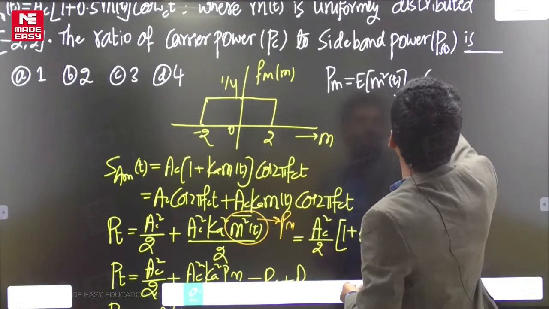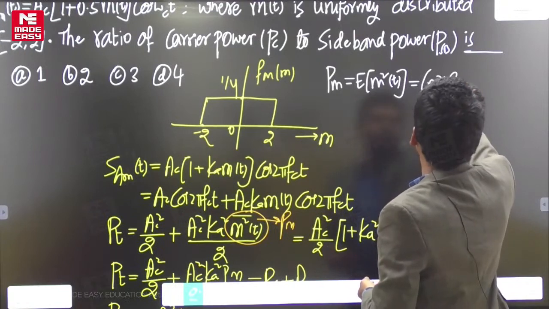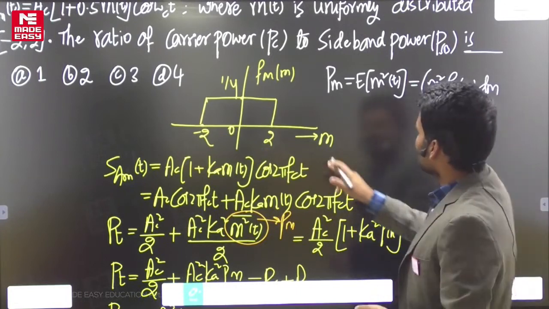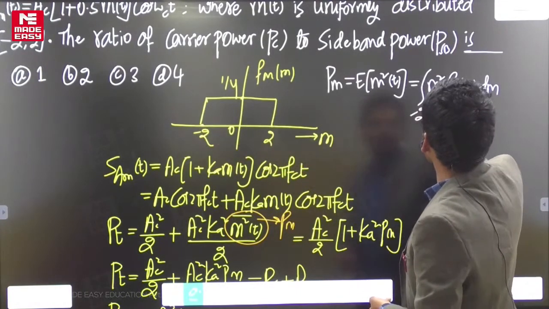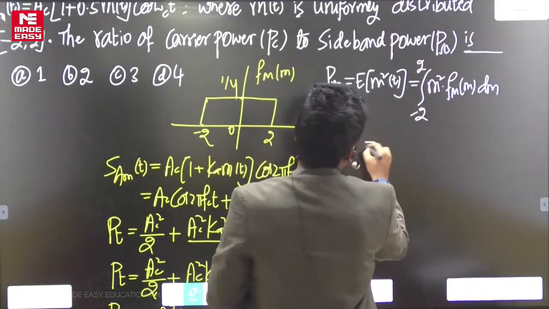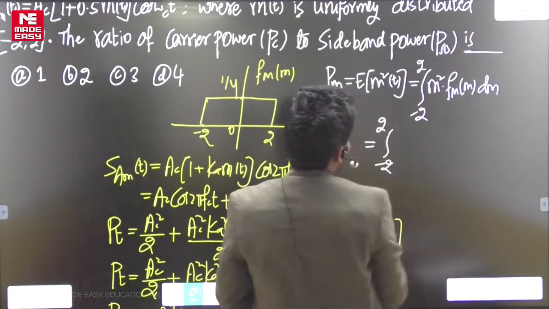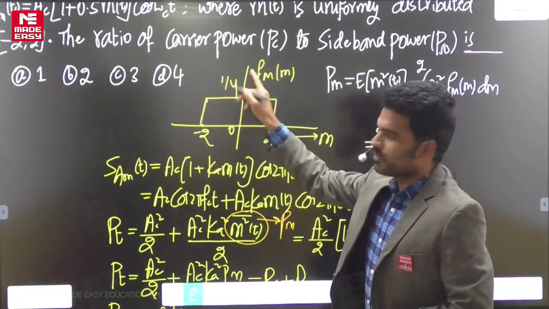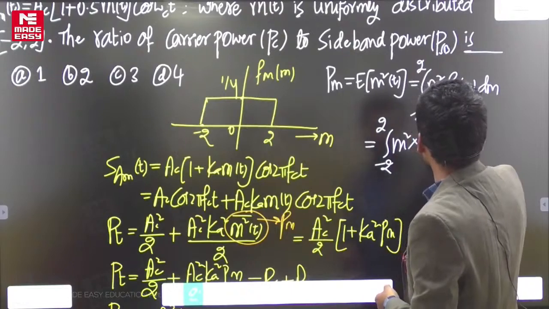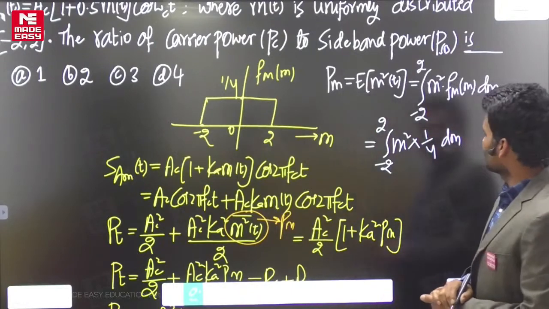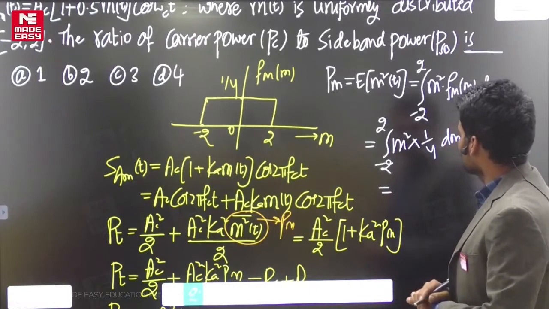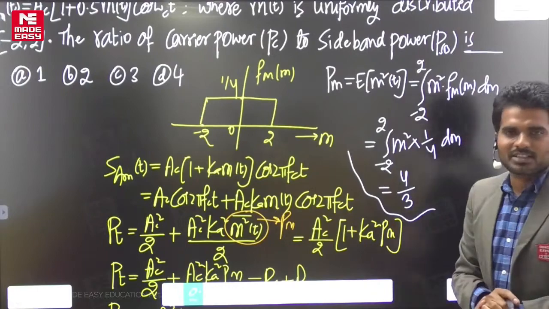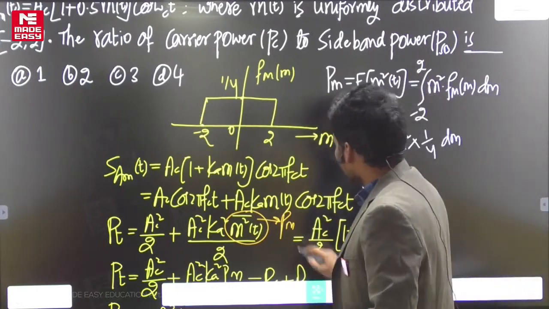So this is the integration of m squared into the density function of that message signal, f_m(m), where the message signal takes values from -2 to 2. So it is -2 to 2 of m squared. And what is f_m(m)? What is the value of this? 1 by 4. If you substitute 1 by 4 dm, do the integration and substitute the limits, then you come to know this will be 4 by 3. This is the power of the message signal. Now what about Ka here?